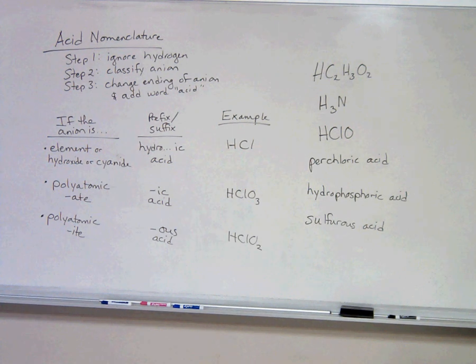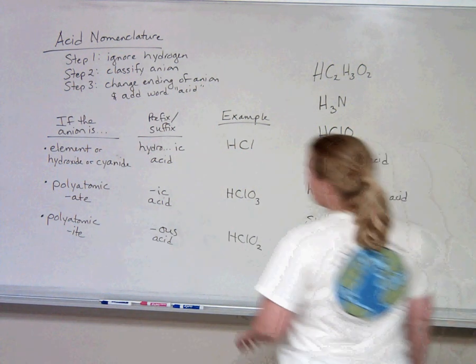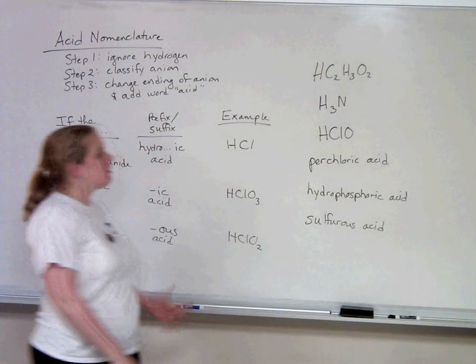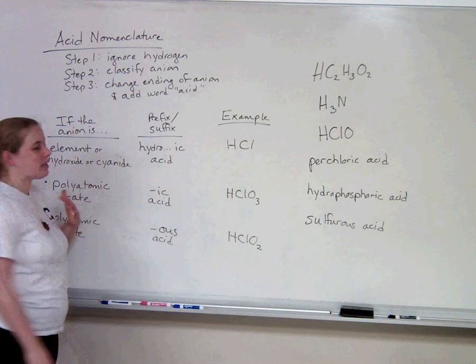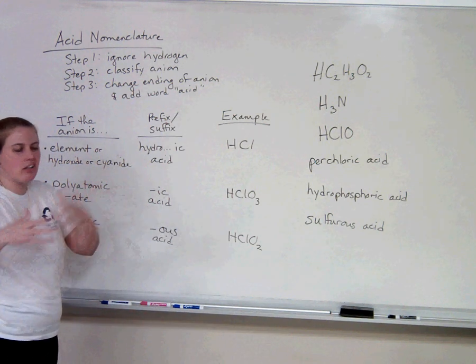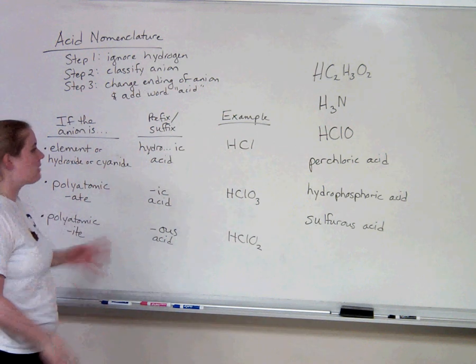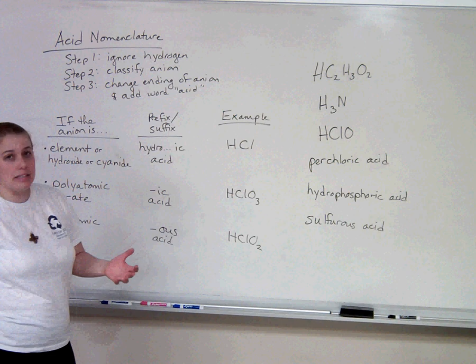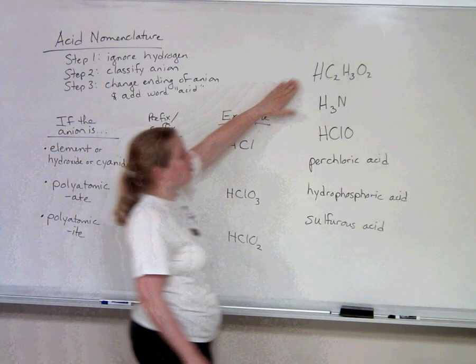Okay, acid nomenclature is a little more difficult than covalent nomenclature. Actually, it's a lot more difficult. It is one of the hardest kinds of nomenclature we have, just because acids are a little strange and they have all these rules that you have to remember. It's not too bad. There's only 3 kinds of acids. An acid is any type of compound that starts with hydrogen.